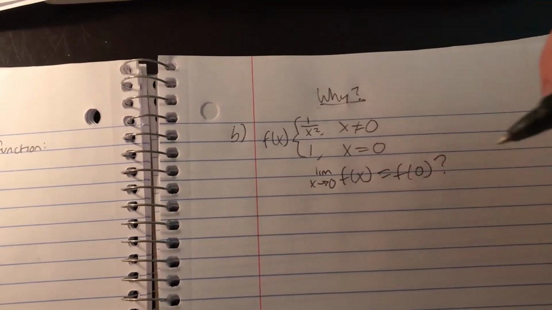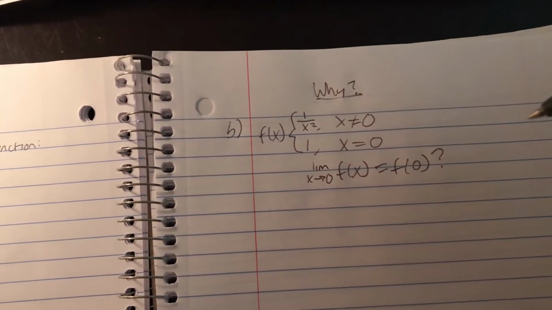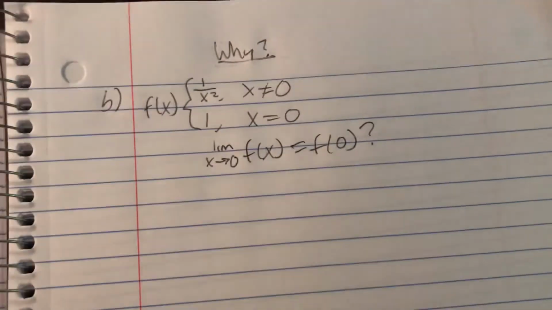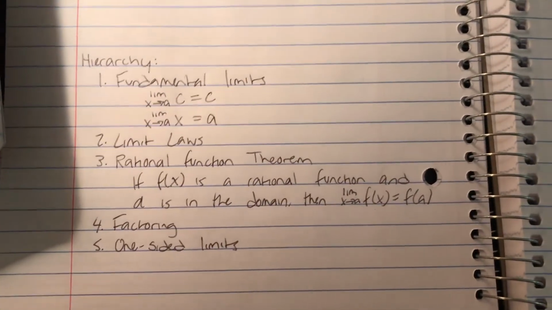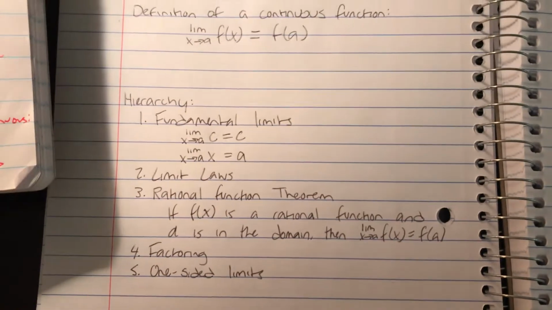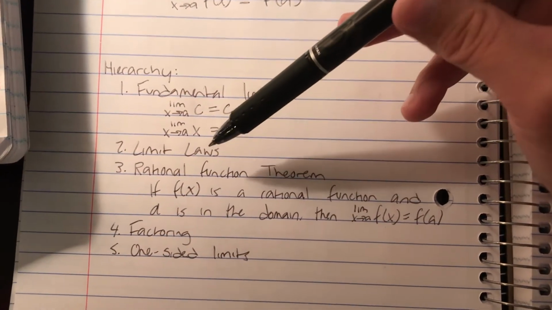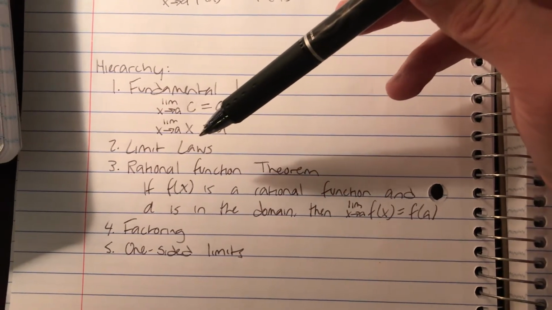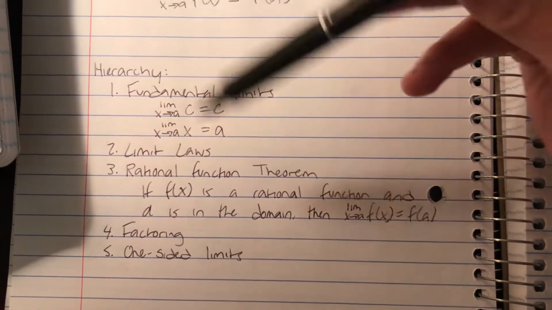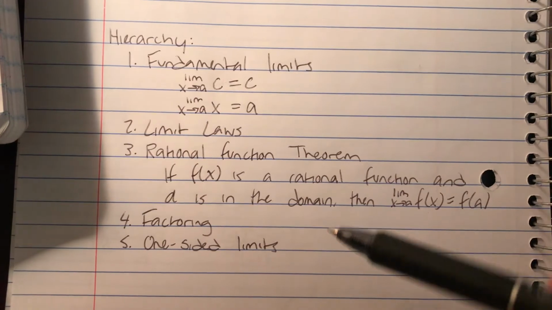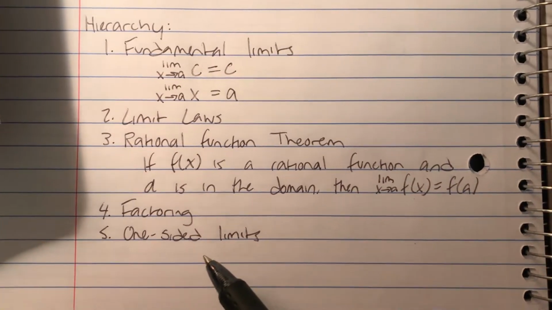But we need to prove it. So the way we're going to prove it is we're going to look at all of that stuff that we just learned about limits, and we're going to go down the list one by one until we find something that we can apply. So if we can't use a fundamental limit, we'll say, okay, can we use a limit law? If we can't use a limit law, we'll say, can we use this theorem? You know, so on and so forth until we find something that works. And for B in particular, we go down the list and we find that the only thing that makes any sort of sense is that this must be a one-sided limit.